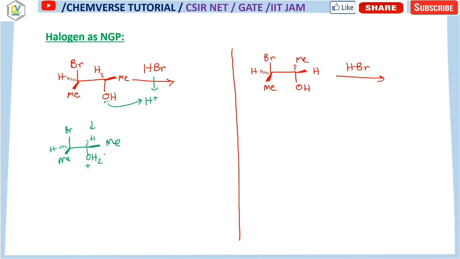Now this bromine has a lone pair. It can be donated, so it can act as an internal nucleophile, thereby forming this kind of 3-membered ring. Methyl is there.